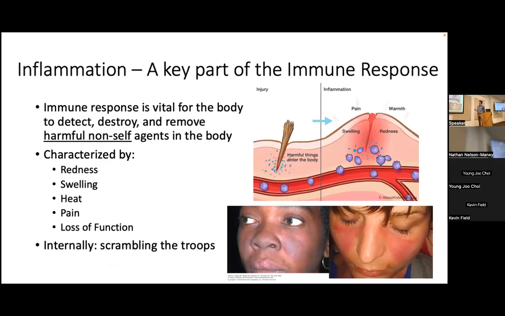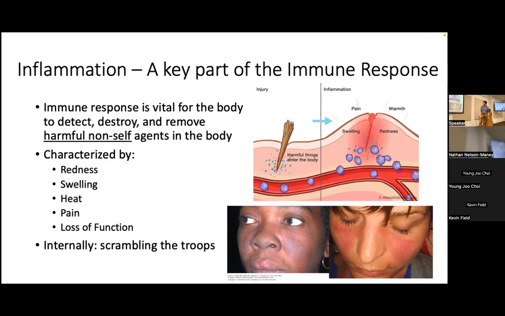Inflammation is characterized by redness, swelling, heat, pain, and loss of function in the area. So anytime, imagine you get a cut or like a splinter or something like that, it gets red, it swells up, it gets warm, it hurts, and you lose the function to that area. And those are all characterized by how the immune system is interacting with the tissue around it.